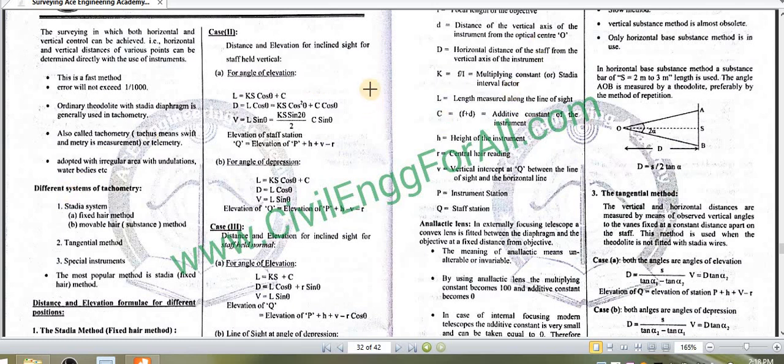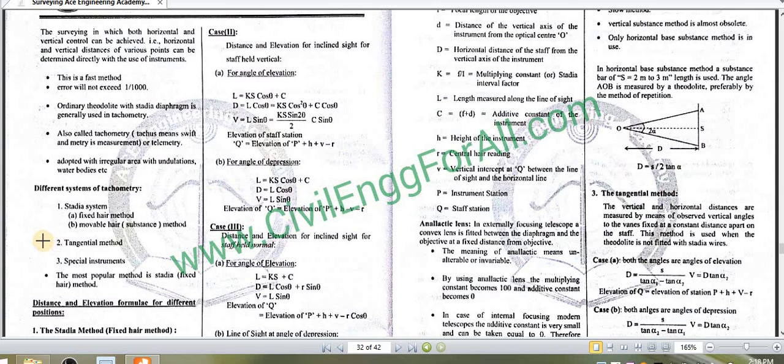In this method, there is a diaphragm in which the top and the bottom hair will be fixed. This is the most common method which is used in tachometric surveying. The next method is the movable hair method. In this method, you can move the top hair as well as the bottom hair with the help of some screws that are provided over there. With the help of that, you can move your top hair as well as your bottom hair.